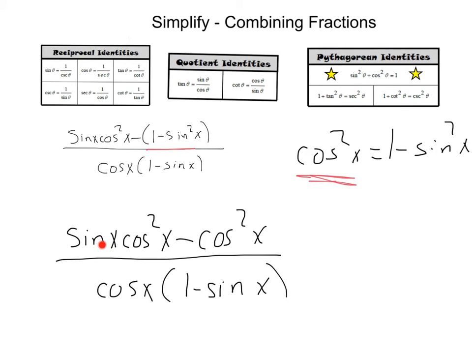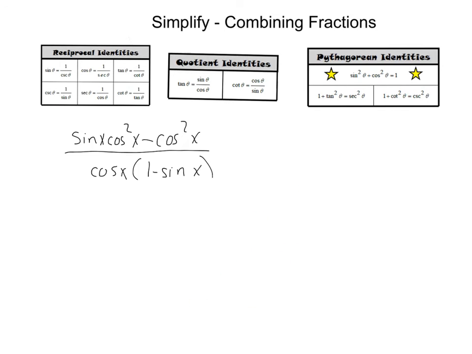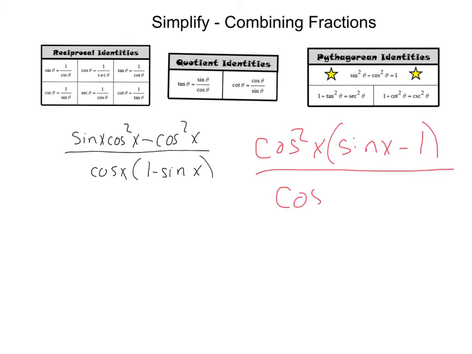Doing that, I'm going to be left with sin x cosine squared x minus, remember I replaced this here with cosine squared x using my Pythagorean identity, all over our common denominator. Now, looking at my numerator, I see that I have a cosine squared x in this first term and a cosine squared x in this second term. That means I could factor one of those out. That'll give me a cosine squared x on the outside with a sin x minus 1 on the inside, all over cosine x, 1 minus sin x.